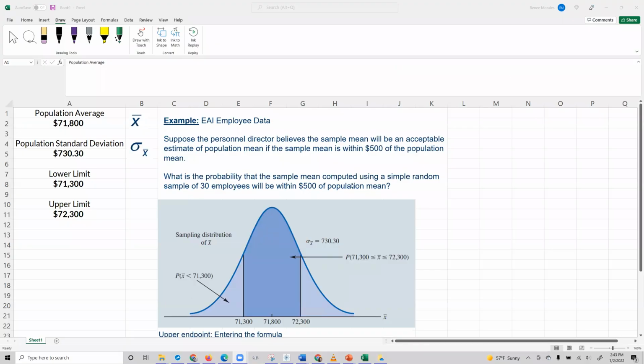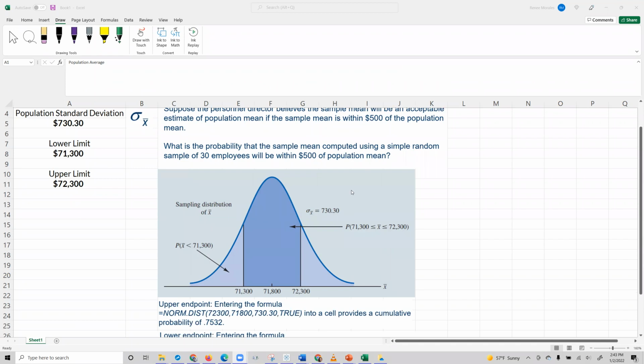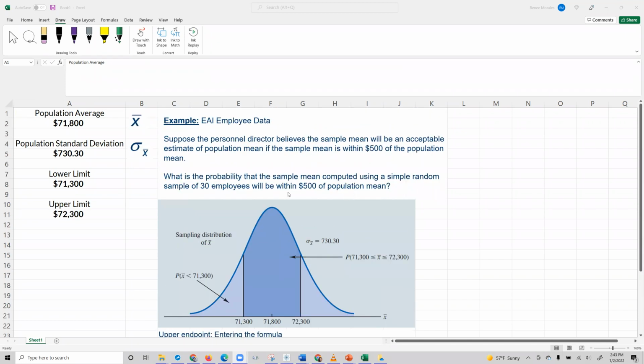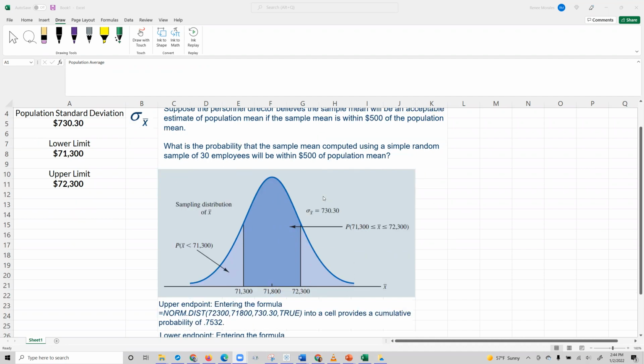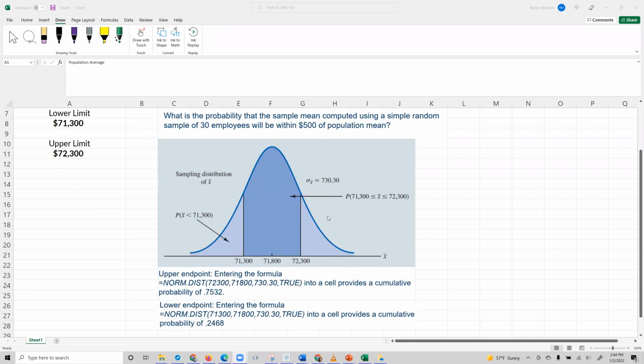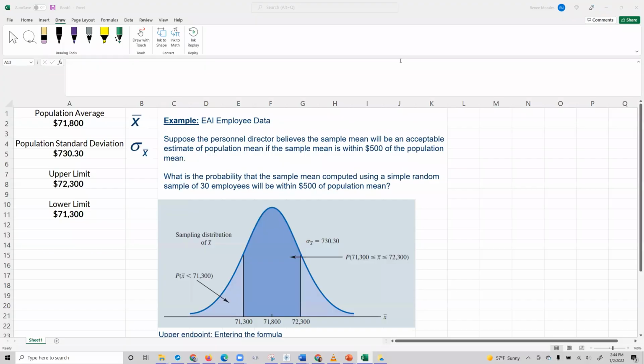Now that we have this information, we have all of the information that we need in order to calculate the probability and answer this question. So we have the population average, we have the population standard deviation. We know what we're looking at, the plus 500 and the minus 500. So what we're going to do is use a tool or formula called Norm.Dist in Excel. You can see the formula down here where I have it entered on this spreadsheet, but we're going to go ahead and do this together.